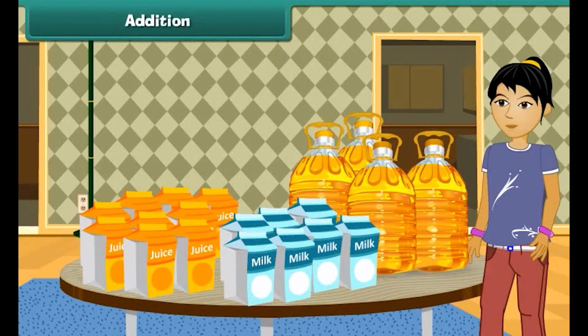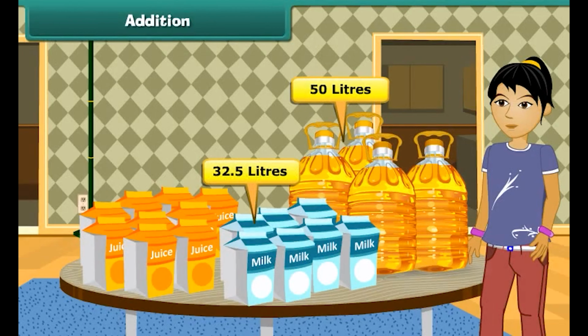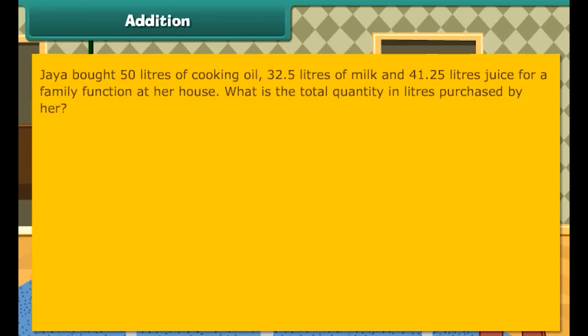Addition. Jaya bought 50 liters of cooking oil, 32.5 liters of milk and 41.25 liters of juice for a family function at her house. What is the total quantity in liters purchased by her?